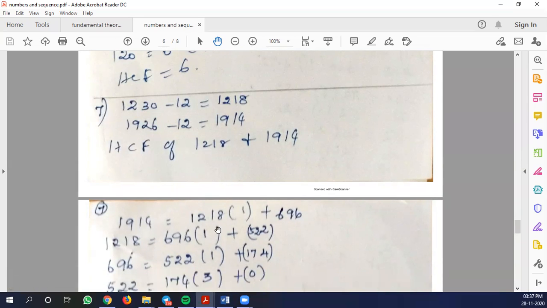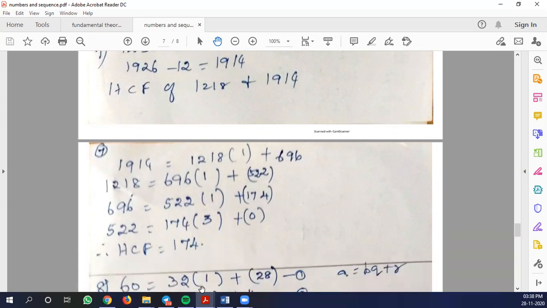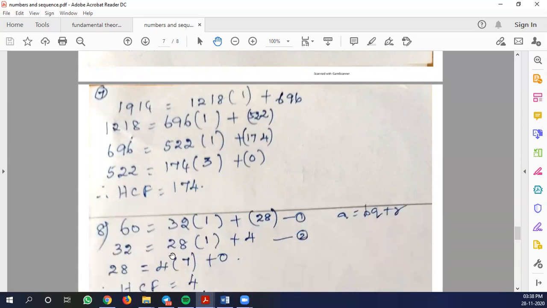1914 equals 1218 only one time, and the remainder is 696. If you divide 1218 by the remainder 696, you will get the quotient as 1 and the remainder is 522. Now we take 696 and the remainder 522. How many times? Only one time, and the remainder is 174. Now we take 522 and the remainder 174. How many times? 3 times. So the HCF is 174. That is the answer.